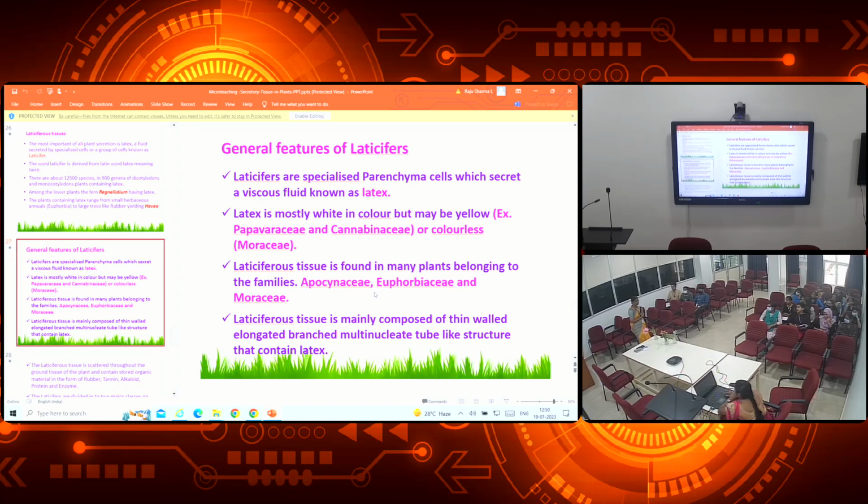And what are the general characters of it, and what are the roles of it? These are some parenchyma cells, not some special structures. Some parenchyma cells will be modified by themselves to secrete all these products. This latex may be white in color or yellow in color, depending upon the plant. For example, white color you can find in Fabaceae and Cannabaceae, colorless in Moraceae members, then Apocynaceae members. In Moraceae, what example can you tell? Very good. So we can find out all of this in latticeous tissues.